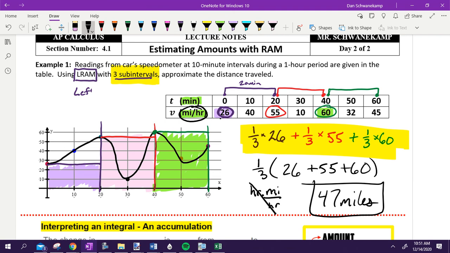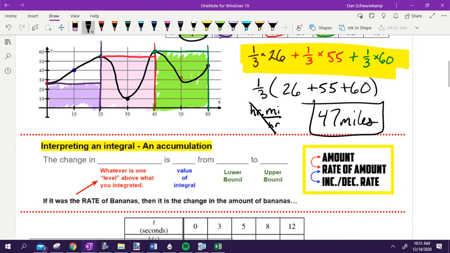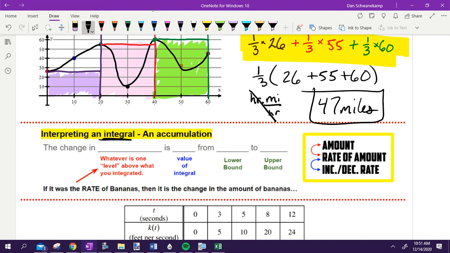Let's look at that real quick. What we just did was we approximated an integral. We didn't actually use an integral, but we approximated an integral. It's the opposite of a derivative. Okay? What an integral is, it's going to be the change in, and then blank, whatever is one level above what you integrated.